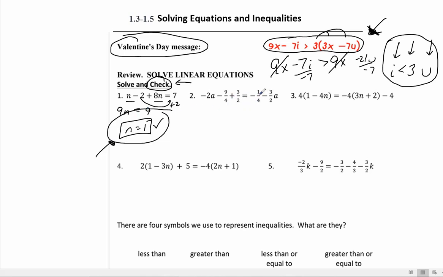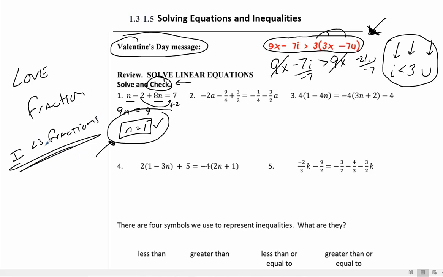Number two, remember on the last video you had some parentheses and some LCM stuff, and you had to multiply through. Instead of dealing with fractions, because I know some of us hate them, I actually prefer fractions because they're really easy to work with. So I want to multiply everything by the LCM. What denominator can I use that all of them will go into? It's a 4. So I want to multiply everything by 4.